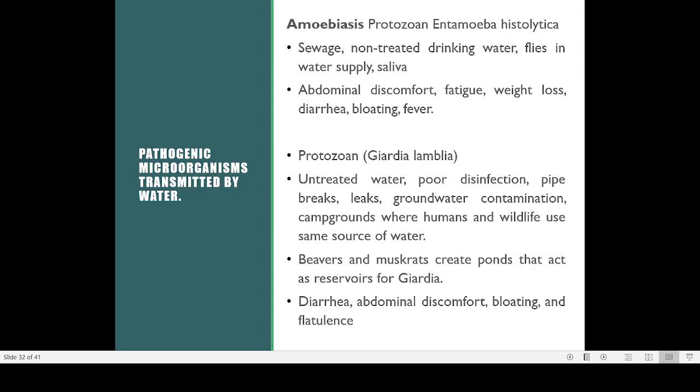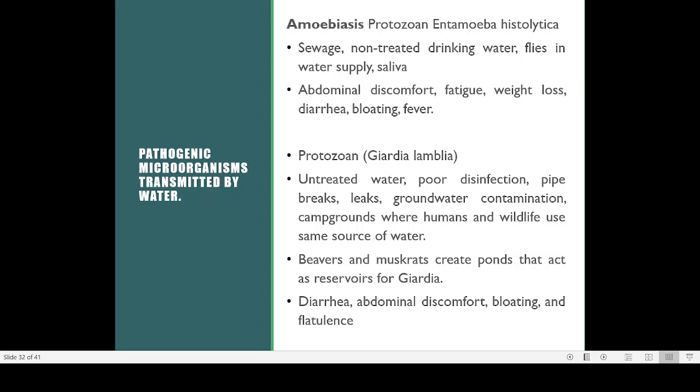And commonly it is present in sewage. You know what sewage is. Or non-treated drinking water. Non-treated drinking water means water which is not treated with chlorine or ozone or other kinds of chemicals. Such water is known as non-treated drinking water. Then water containing flies, and also saliva. These are the important sources of this Entamoeba histolytica.